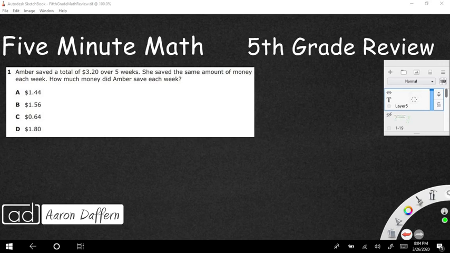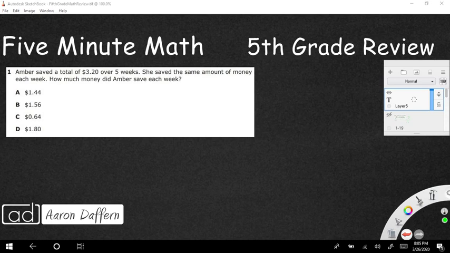So this was actually problem number 1 on our 2017 release STAR test. And it reads like this. Amber saved a total of $3.20 over 5 weeks. She saved the same amount of money. So whenever we see this keyword here, the same amount of money, that is going to let us know that we are dealing with equal groups.